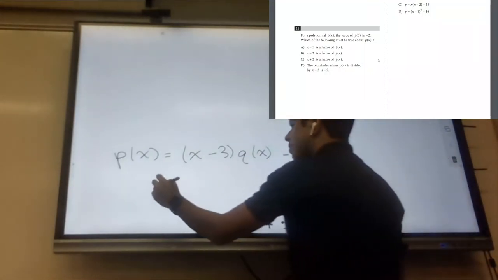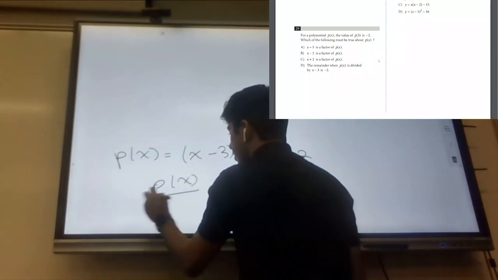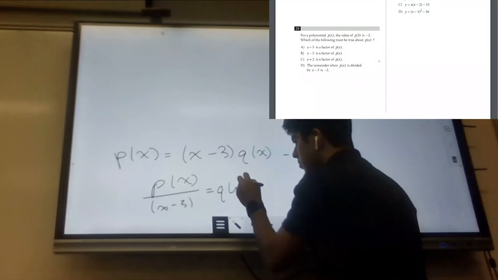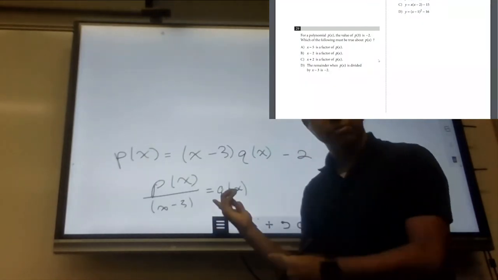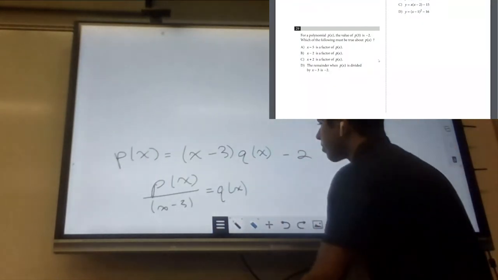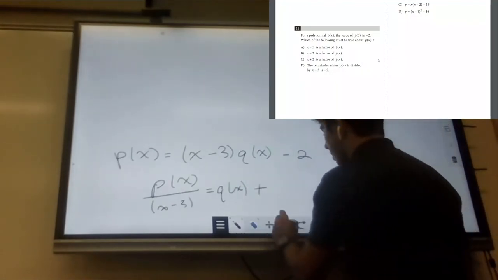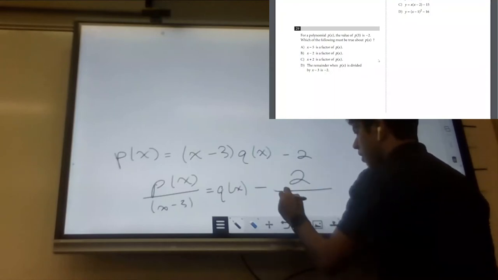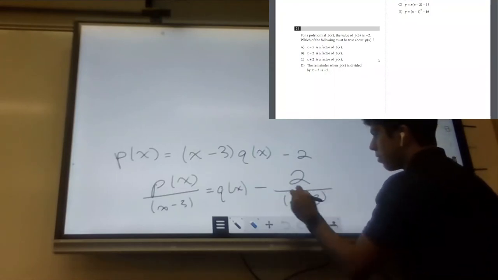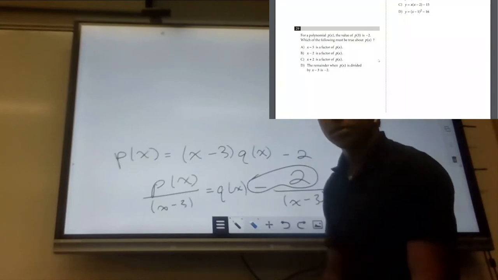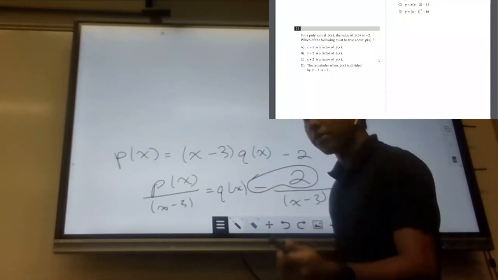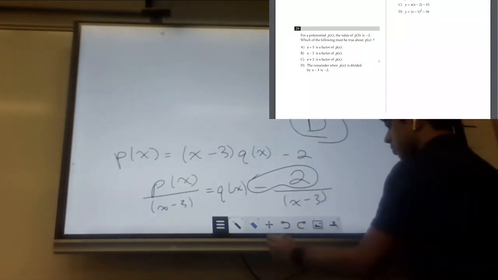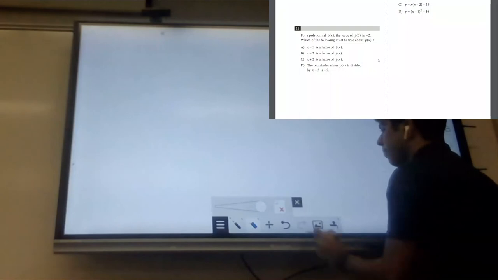So if I divide p of x by x minus 3, my quotient is q of x. Quotient q, it's almost like that was planned out. Who knew? Q of x plus, actually it'd be negative, negative 2 over x minus 3. And this is the remainder, negative 2. So that is the concept behind the remainder theorem, and our answer is choice D. Let us keep on going.